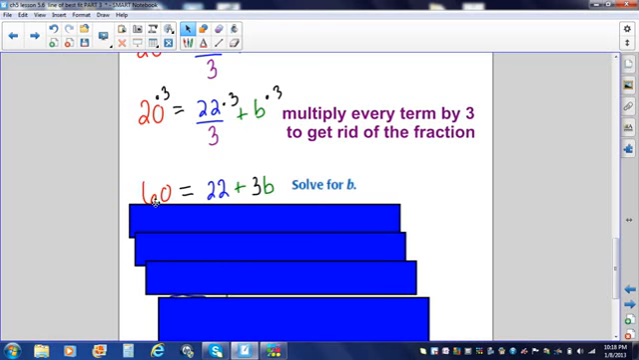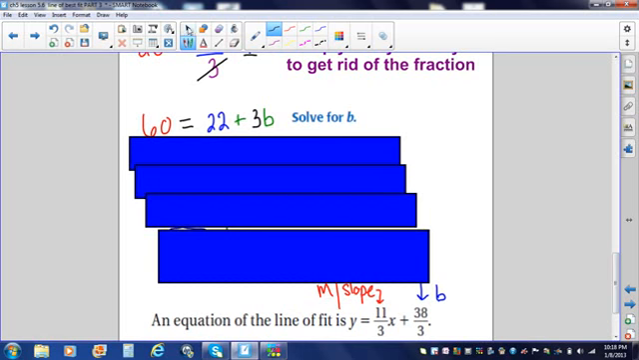20 times 3 is going to give me 60. These two are going to cancel, so I'm left with 22. B times 3, or 3 times b, there's an imaginary coefficient of 1 here. 1 times 3 gives me 3, and b is like my dog. Ruff, ruff, that follows me everywhere I go.